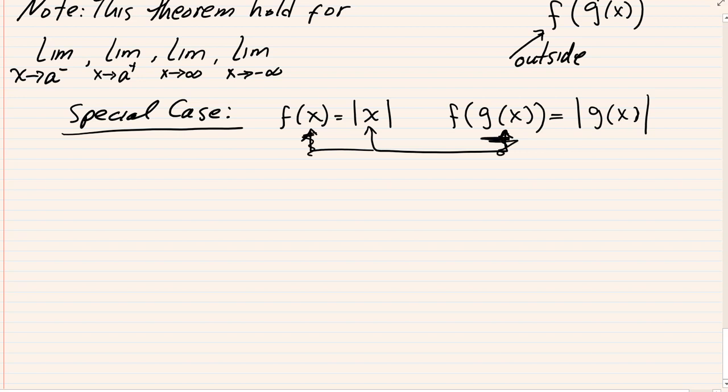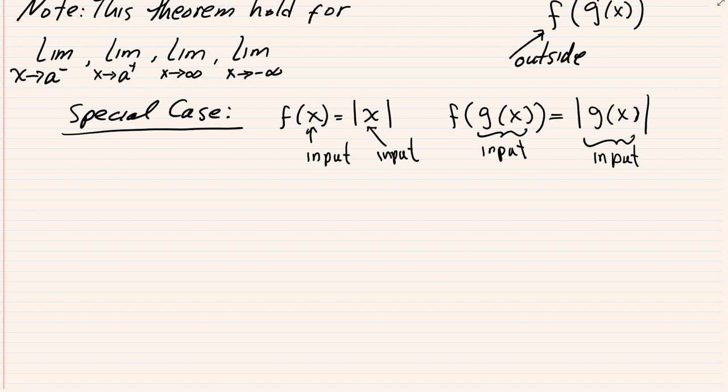So the way the function operates, it takes the absolute value of the inputs. Let me actually do this, make it clear for you. This is our input, and the input goes inside the absolute value, right? Well, this is our input. The input goes inside the absolute value. Okay, so f of g of x means the absolute value of g of x. So what's the big deal of this?